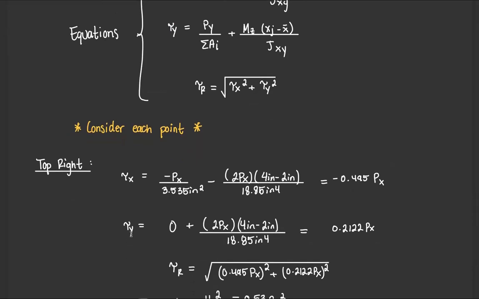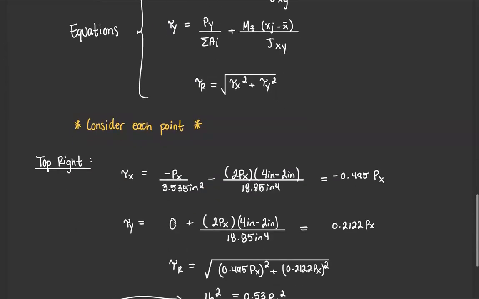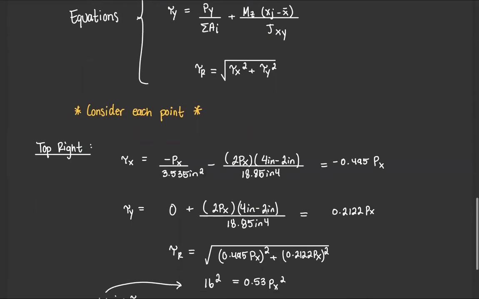Again, moving on, we're going to analyze the shear stress in the y direction. Here, we do not have a y load, so it's going to be 0 for py. So this term is just going to go to 0. Then we have our moment again. It comes up again, so it's 2px. We have the location of the weld at the top right, which is 4 inches in the x direction. So here it's minus the 2 inches being the x bar divided by the torsional constant. So here we get that the stress in the y direction is given by 0.2122 px.